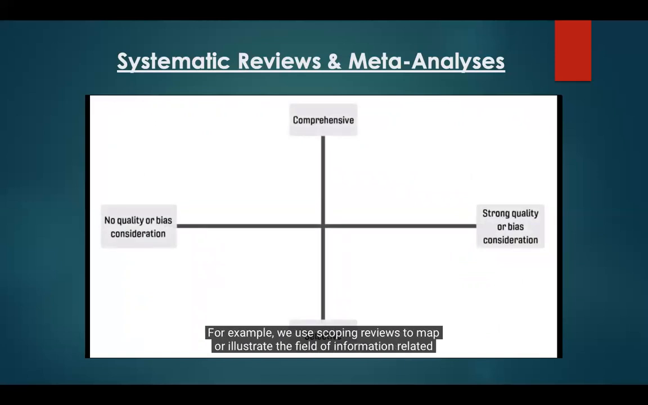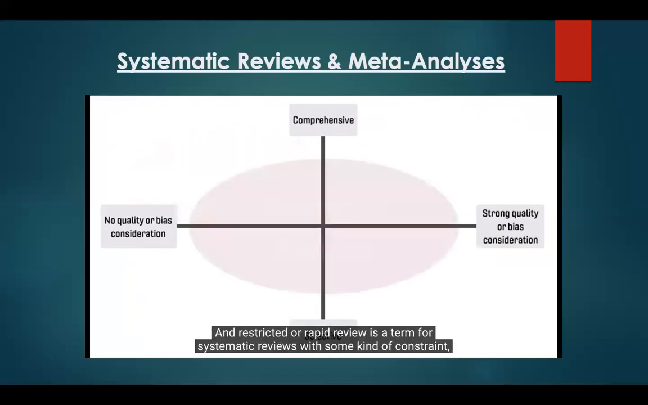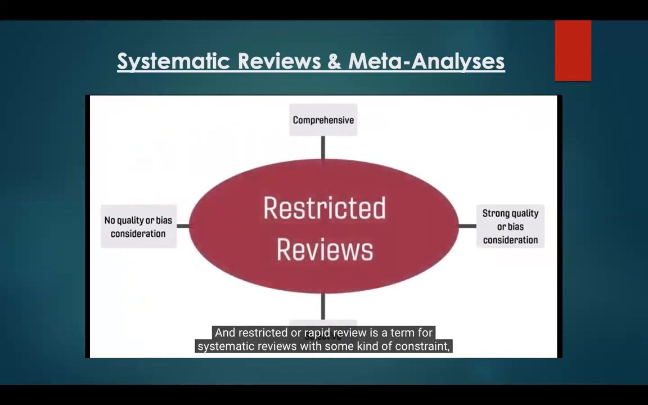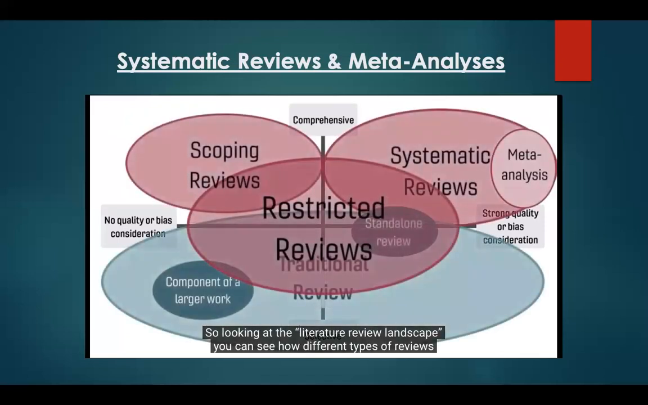For example, we use scoping reviews to map or illustrate the field of information related to a comparatively broader question. And restricted reviews, or rapid reviews, is a term for systematic review with some kind of constraint, such as a tight deadline, a restricted search, or not having access to a full team. So, looking at the literature review landscape, you can see how different types of reviews might fall upon the matrix.